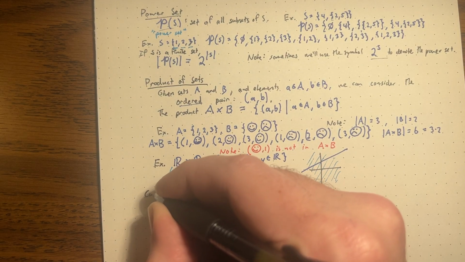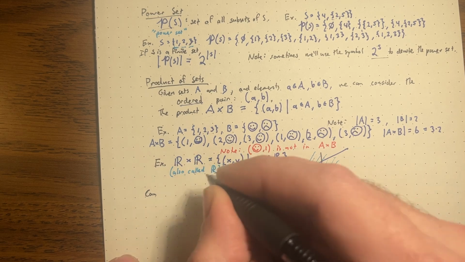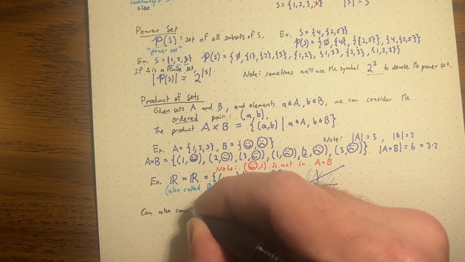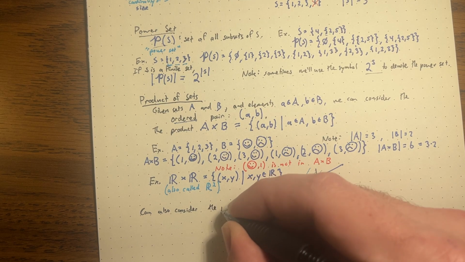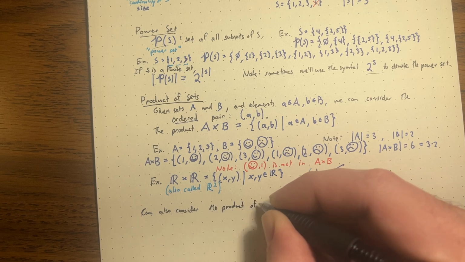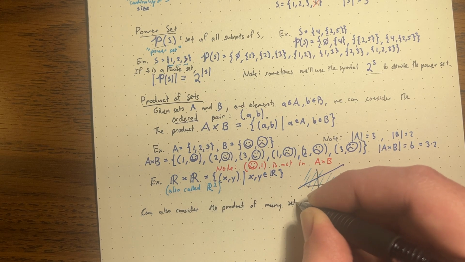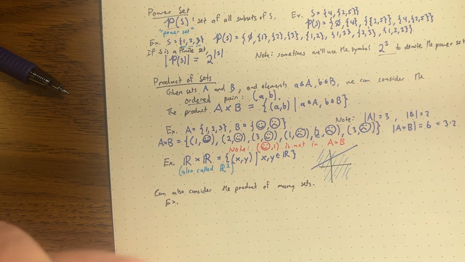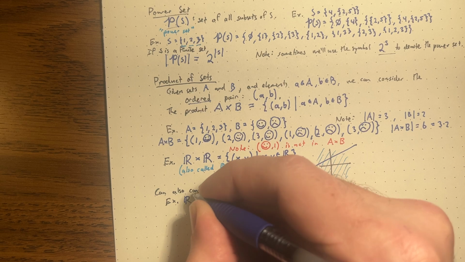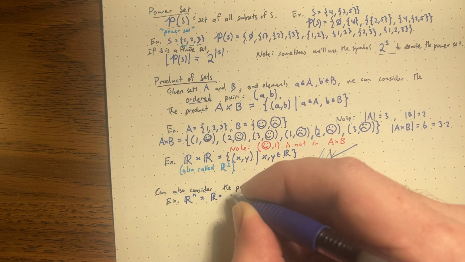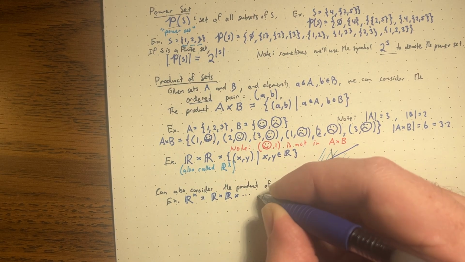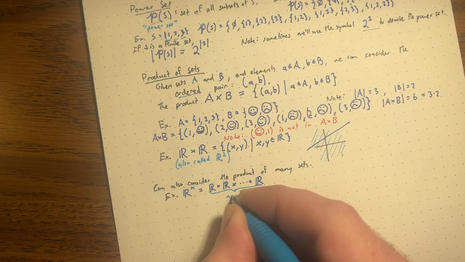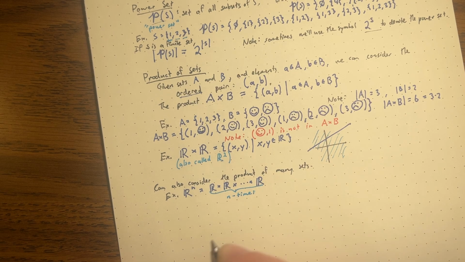Another thing that's going to be important for us is the product of more than just 2 sets. So we can also consider the product of many sets. For example, the one you've probably seen is Rn. That's just R cross R, ordered n-tuples. Cross R n times.